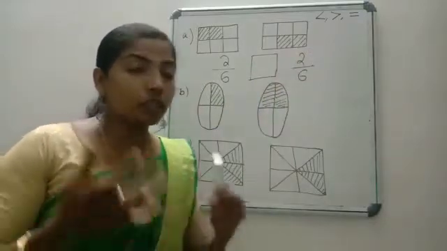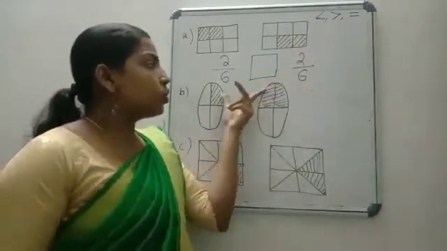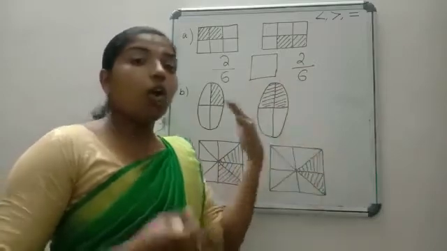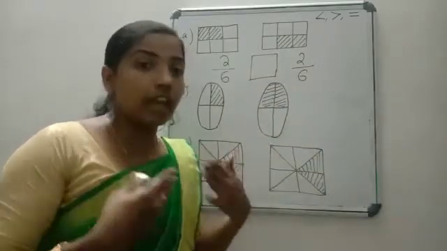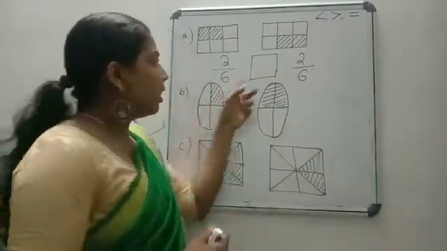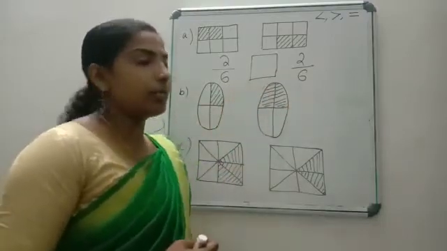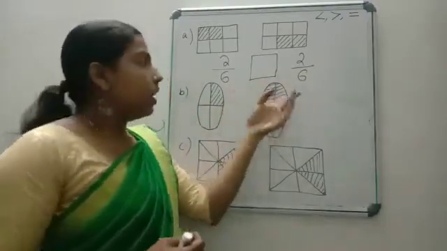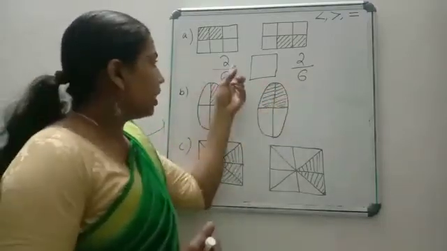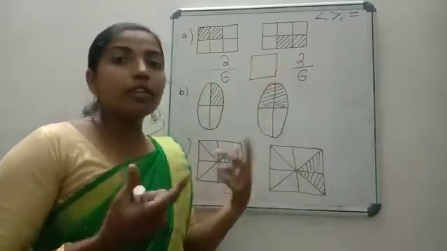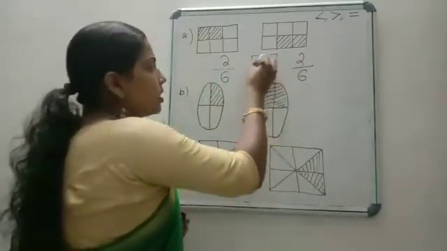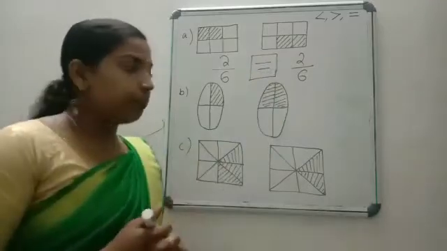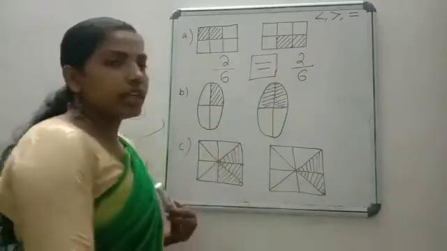Now you have to check whether among these two fractions which is greater or which is less, or whether they are equal. See here both the fractions are like fractions because same denominator. Now go through the numerator. Here is 2 and here also 2. That means both the numbers are same. So which symbol will come? Equal to.